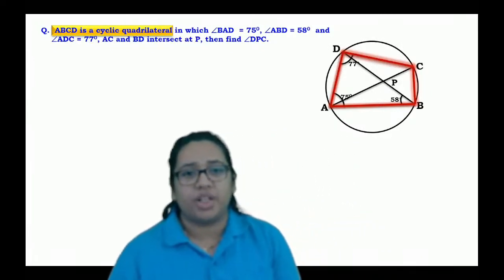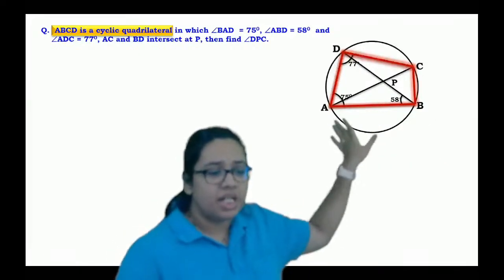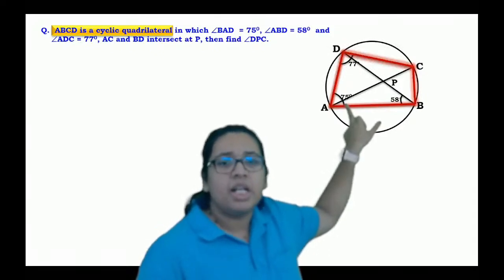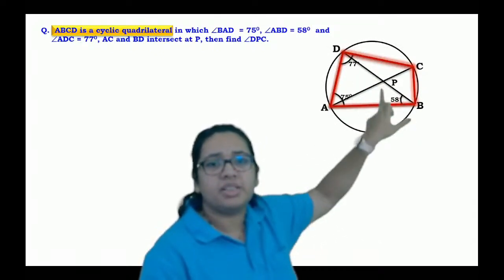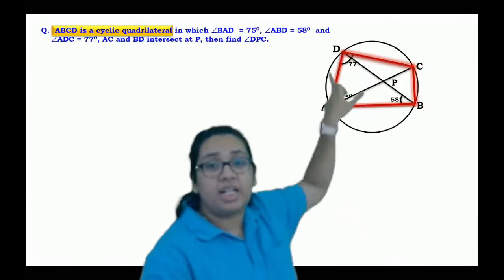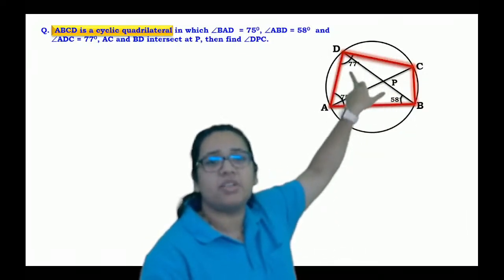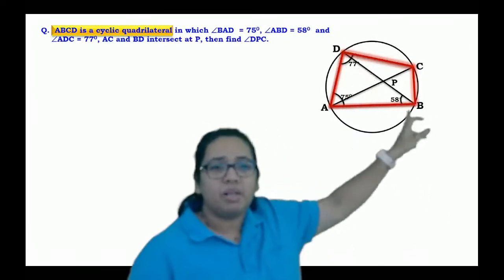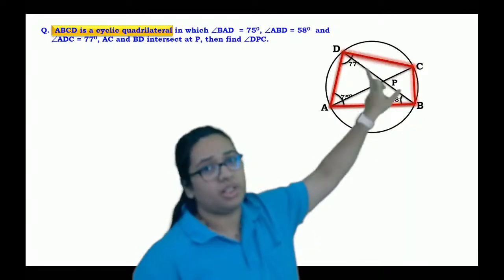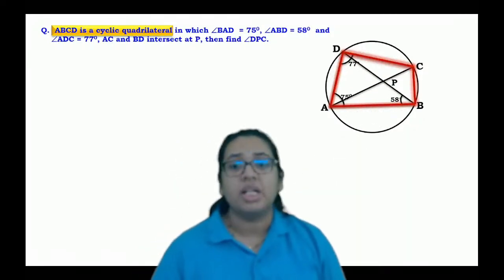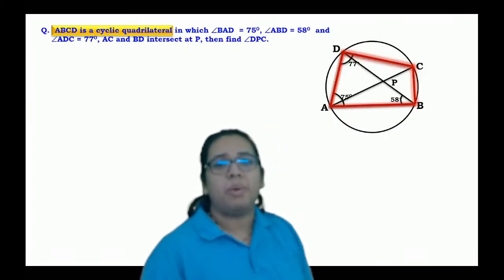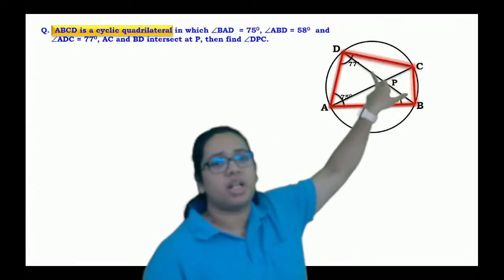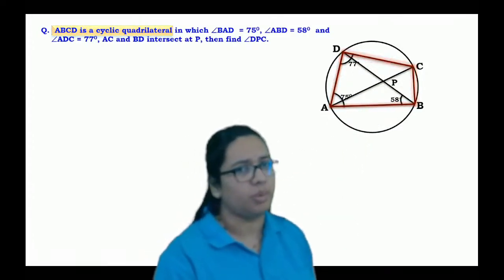See. Here we have another question of this type. ABCD is a cyclic quadrilateral in which angle BAD is 75 degrees, ABD is 58 degrees, and ADC is given as 77 degrees. Also given is that AC and BD intersect at P. Then we have to find the measure of angle PDC. We just have to find the measure of this angle.